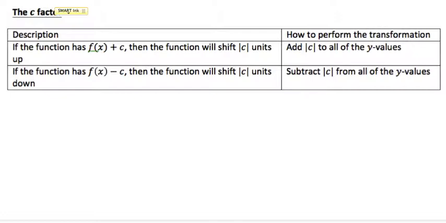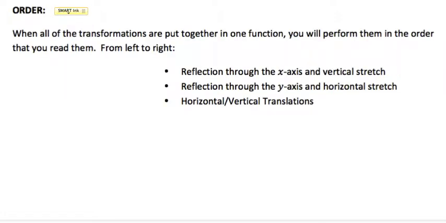Now combining them. If you're going to combine the transformations, we need to do them in a specific order. The order is that we do the reflections and the stretches first. Okay? So stretches and reflections, I would usually do reflections first, then stretches. From there, you would then do the horizontal and vertical translations. So moving it left, right, up, and down.